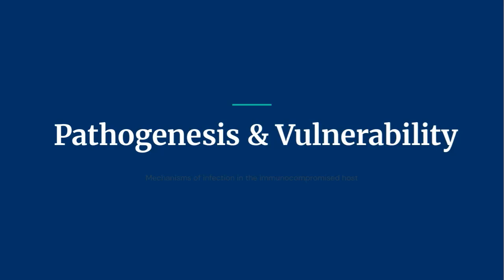When we talk about infection in someone with a weakened immune system, we're looking at two key ideas: pathogenesis and vulnerability. Pathogenesis is how the infection actually develops and spreads in the body. Vulnerability is about why the immune system can't fight back as it normally would. Together, these mechanisms explain why infections can be more severe and harder to control in immunocompromised hosts. Understanding this helps us tailor treatments and prevention strategies more effectively.